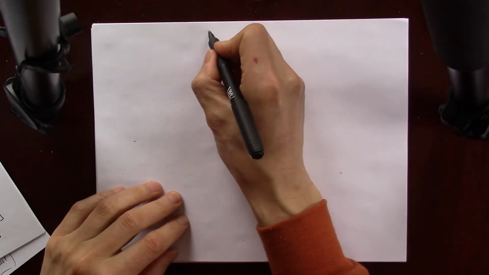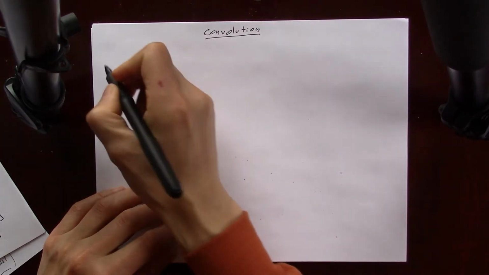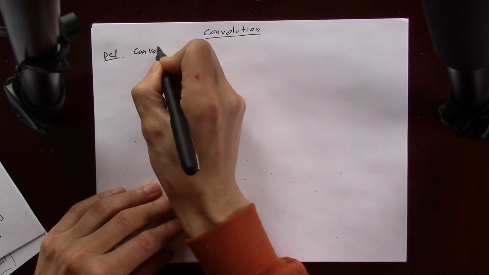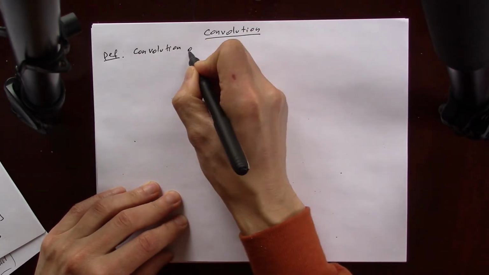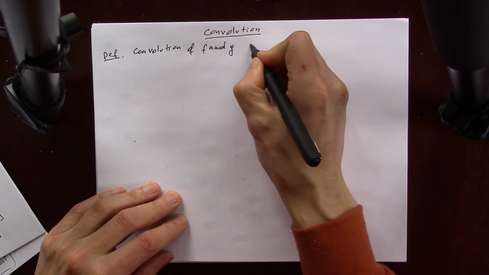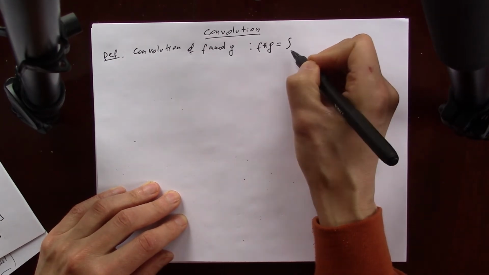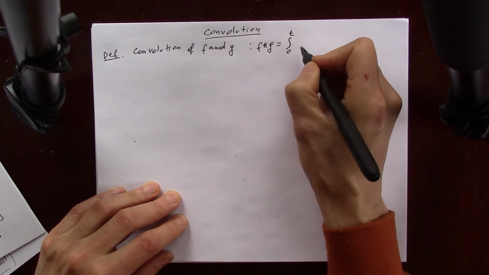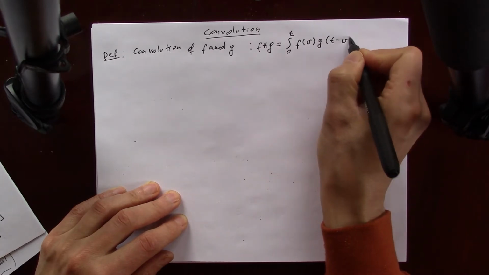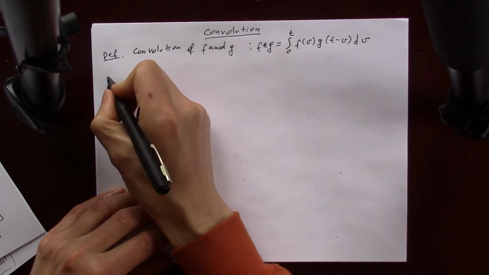Convolution. By the definition, convolution of two functions f and g, we're going to use notation f convolution g equals the integral from 0 to t of f of v g of t minus v dv. I'll run an example.